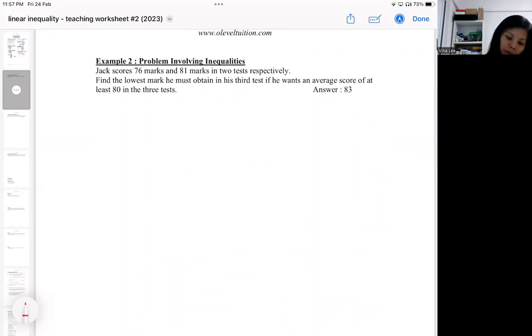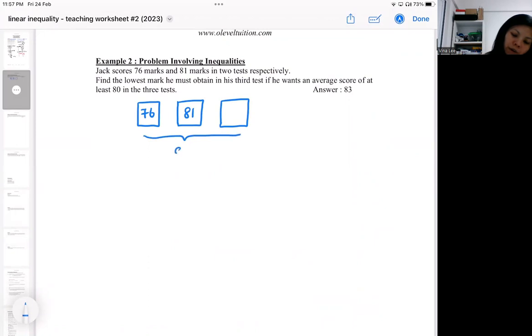In example 2, Jack is sitting for 3 tests, and the third test is the unknown one. And then he wants an average of at least 80 marks. So this is to tell you the symbol. At least means greater or equal.